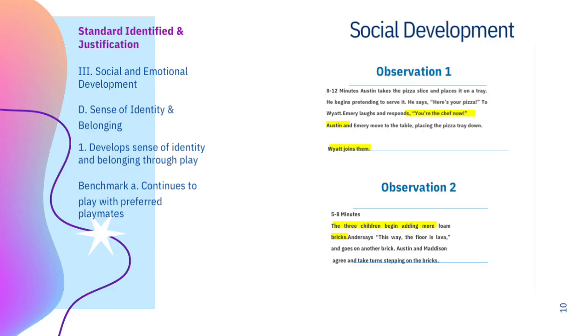An example of this was made in observation 1, where Austin gives Wyatt pizza and Wyatt decides to join him and Emery. And in observation 2, where all three children begin to add more foam bricks to keep on playing The Floor is Lava. This develops a sense of identity and belonging through play.